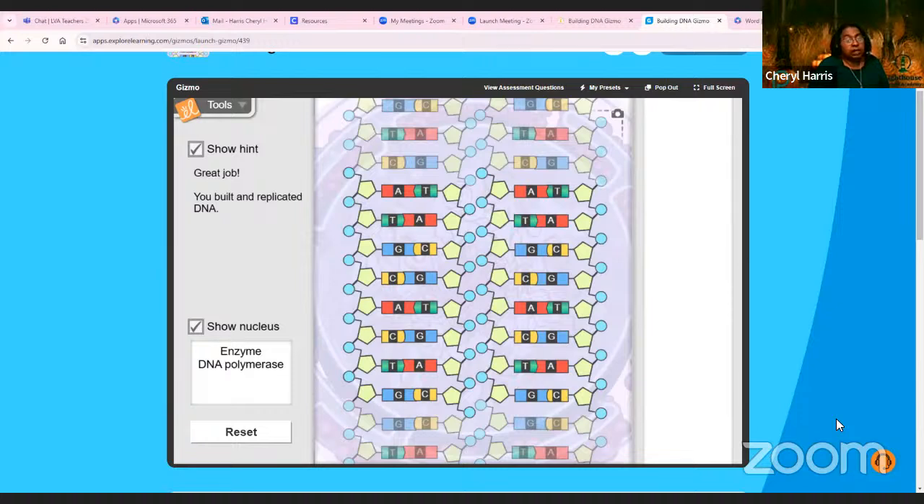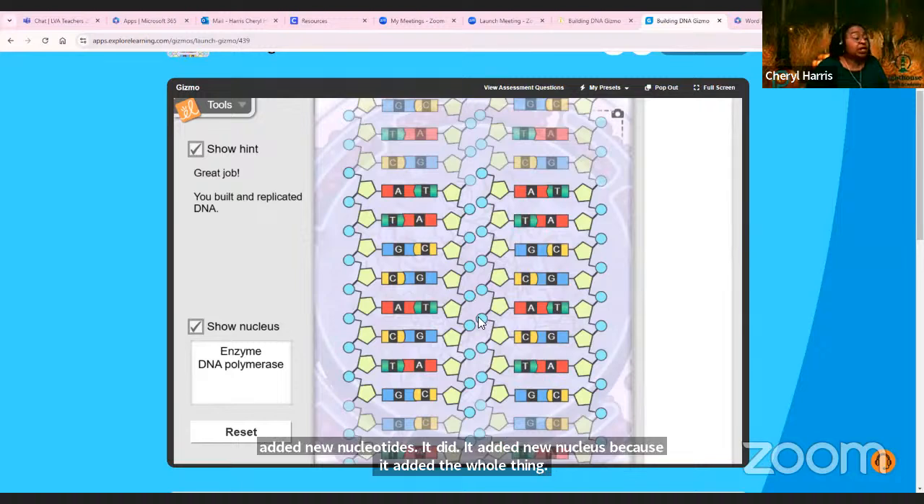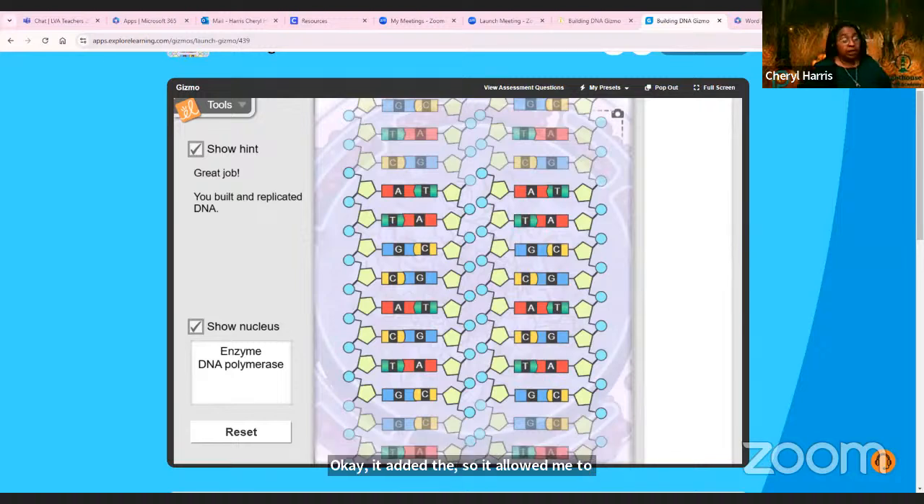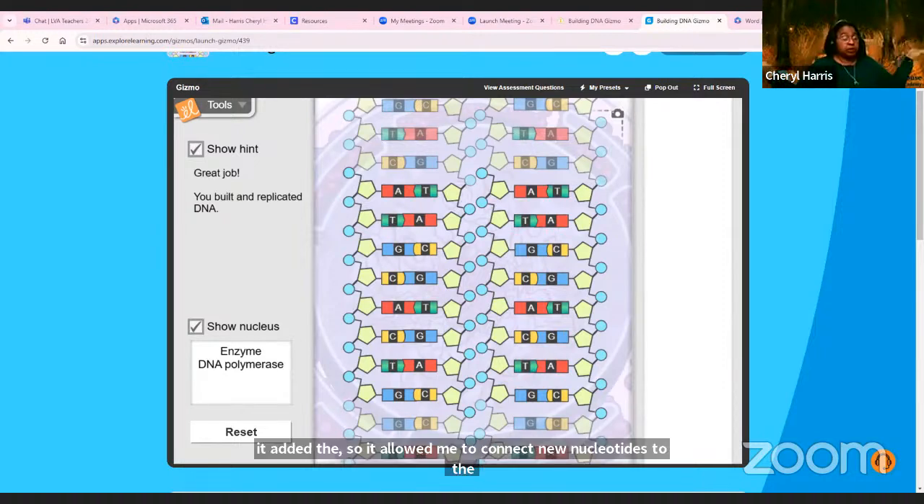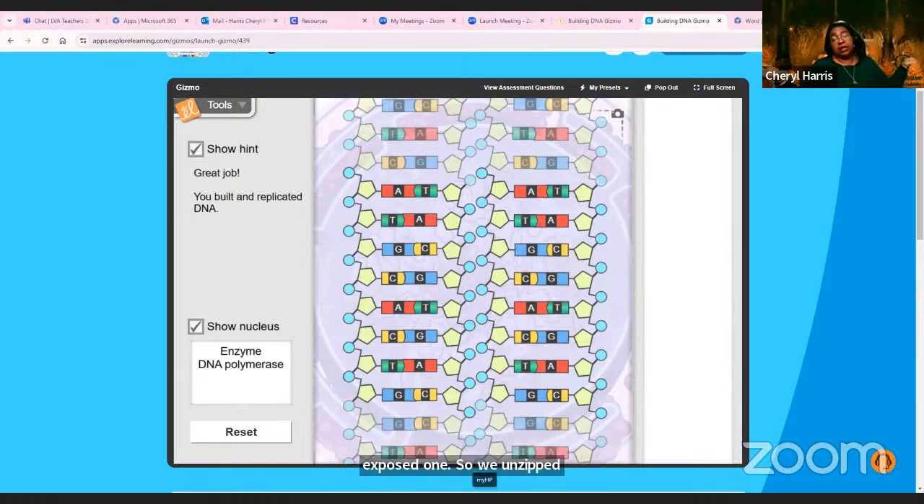It's not adding new sides. What is it adding? It's adding new, yeah, I guess you could call it a side. So yes, it added new nucleotides. It did. It added new nucleotides because it added the whole thing. Okay, so it allowed me to connect new nucleotides to the exposed one. So we unzipped, we opened up this double-stranded DNA, and the polymerase allows you to attach new nucleotides to the exposed ones. So that's what its job is.